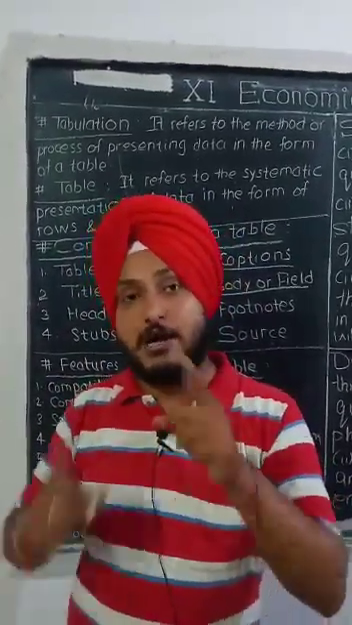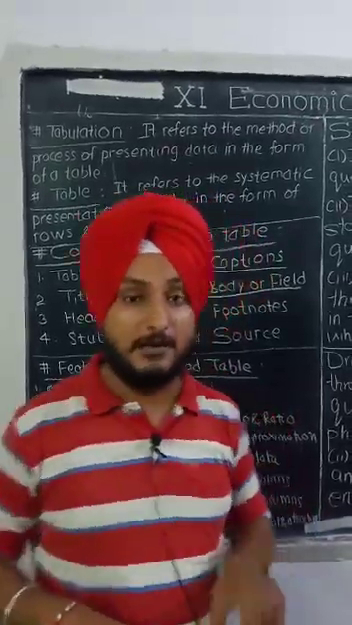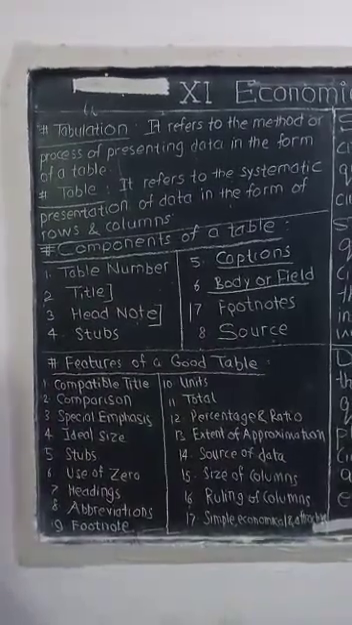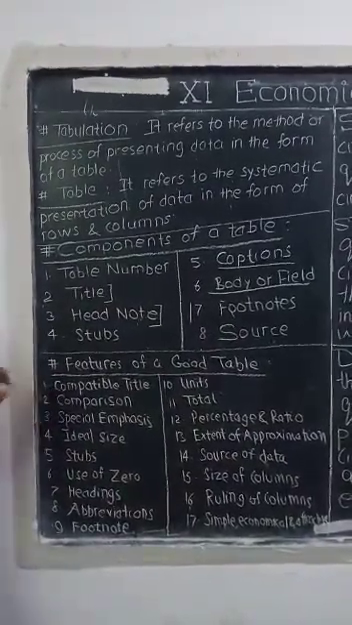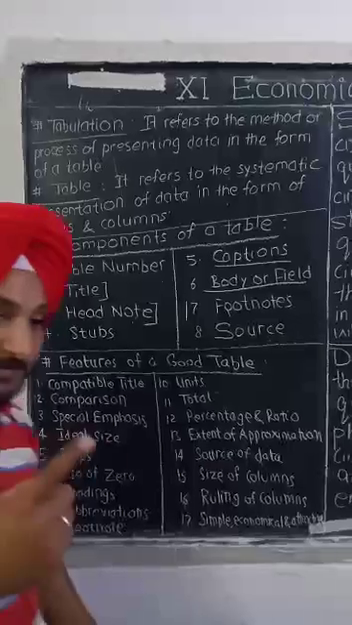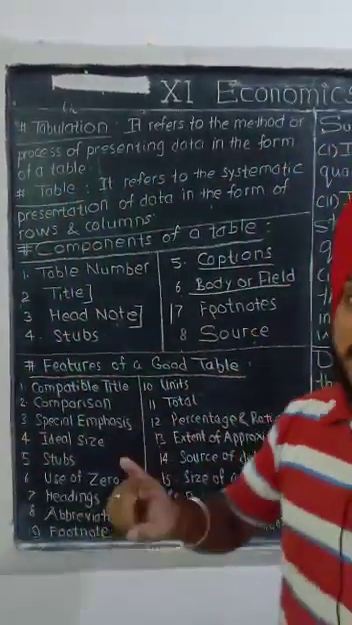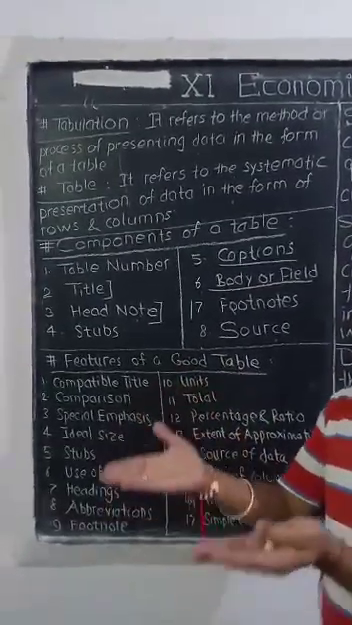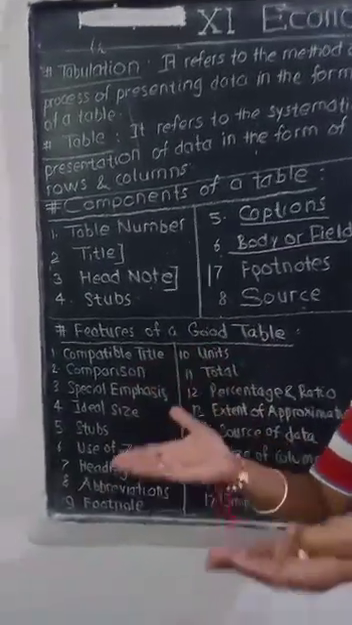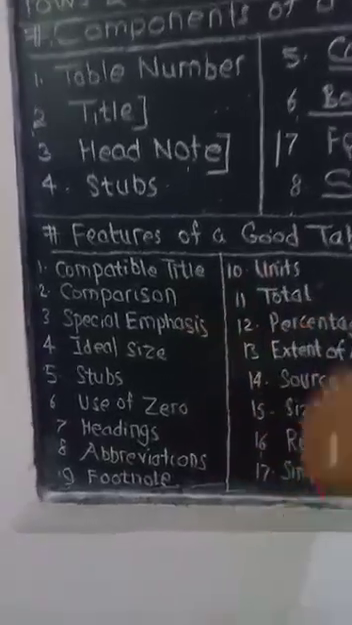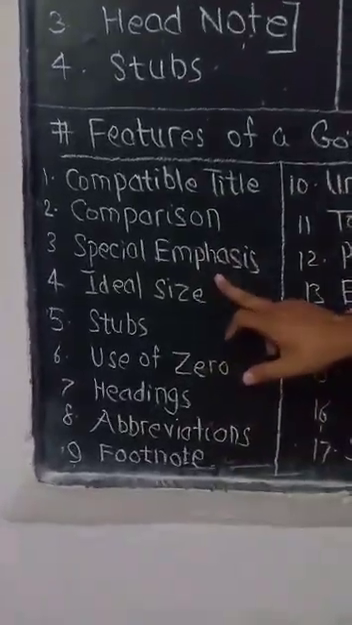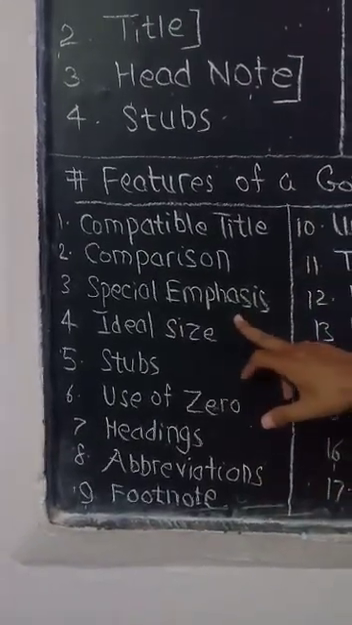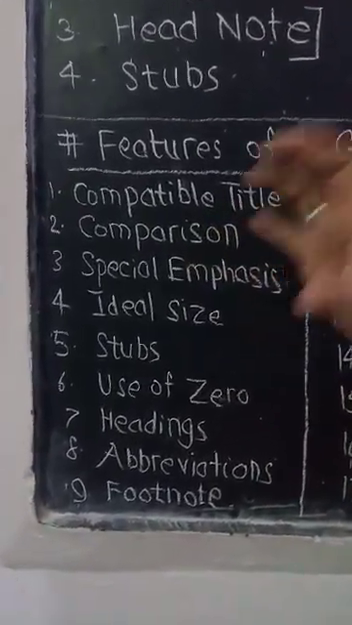In the next video I will also share the format of a table, and before that we are going to discuss the features of a good table. We have a compatible title. The title should cover all the things which are to be shown in the table. Comparison: a table should facilitate comparison. We must be able to compare the marks of students in unit 1 and unit 2. Special emphasis: if anything is special like maths and Punjabi, special attention should be given.